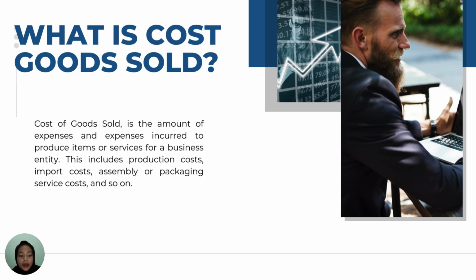Before discussing how to calculate the basic sales price, you need to know the concept in general first. So, cost of goods sold is the total expenditure and expenses incurred to product, item, or service for a business entity. This includes production costs, import costs, assembly or packaging, service costs, and so on.